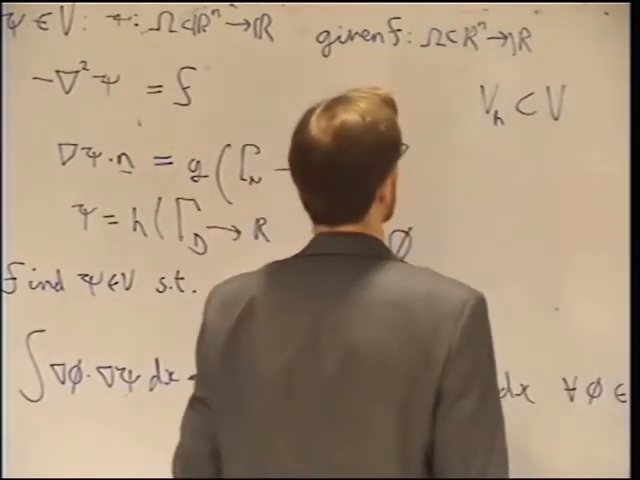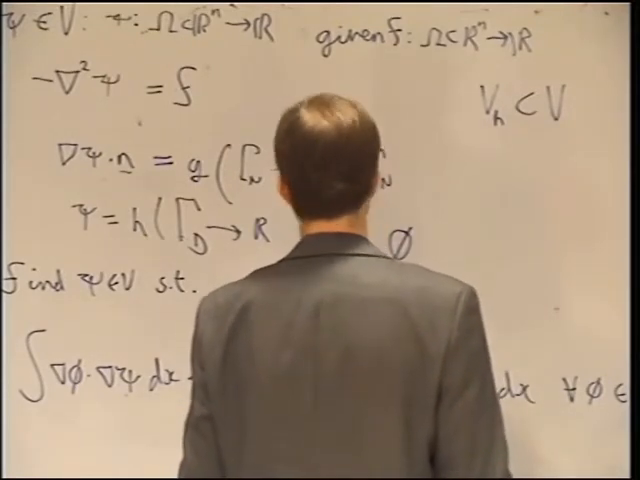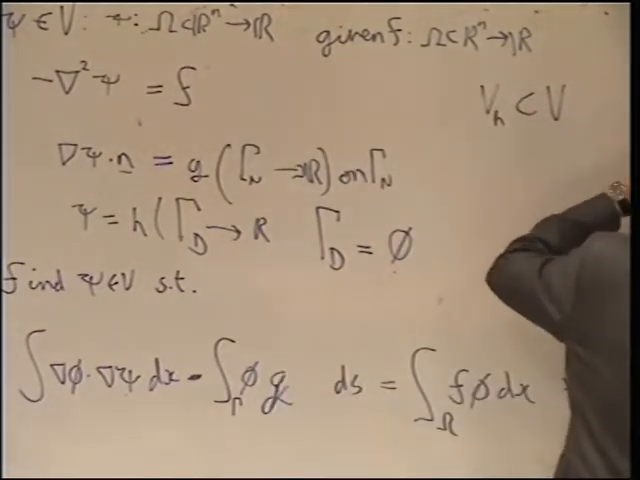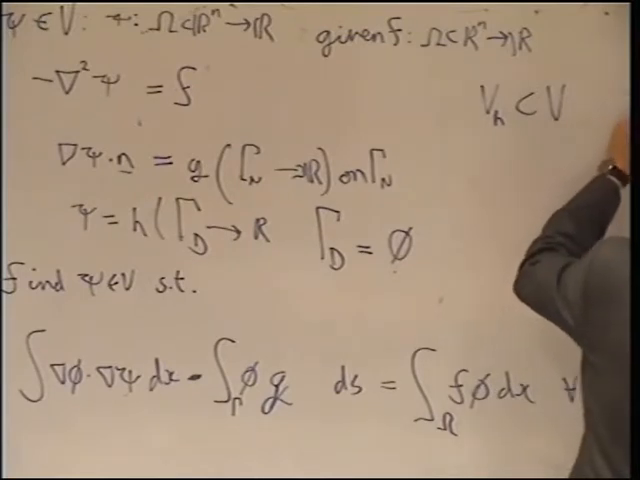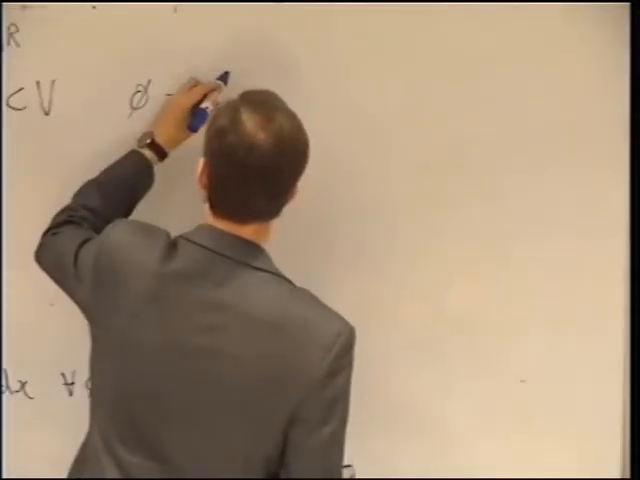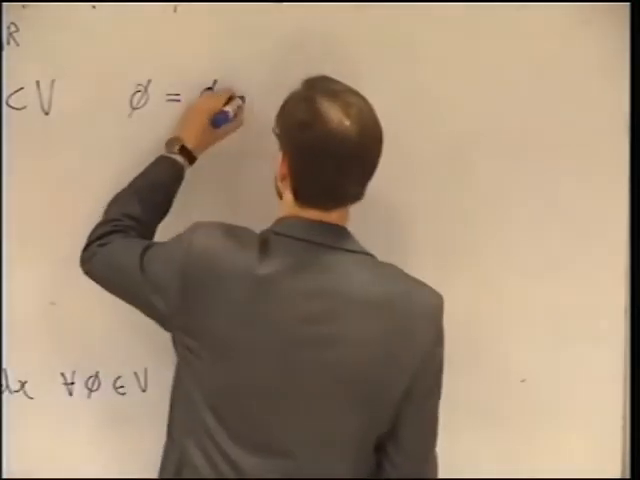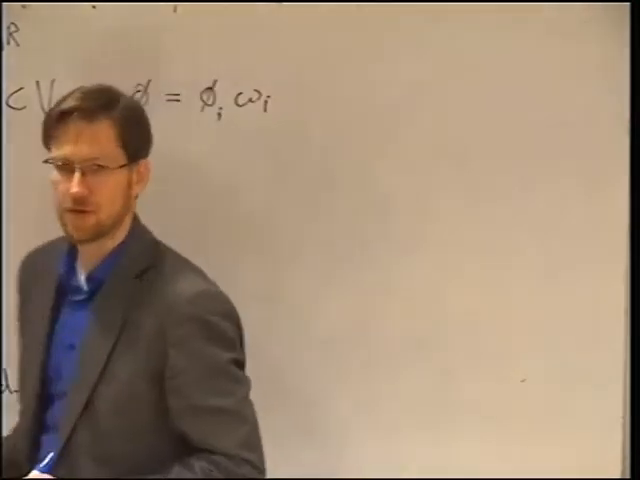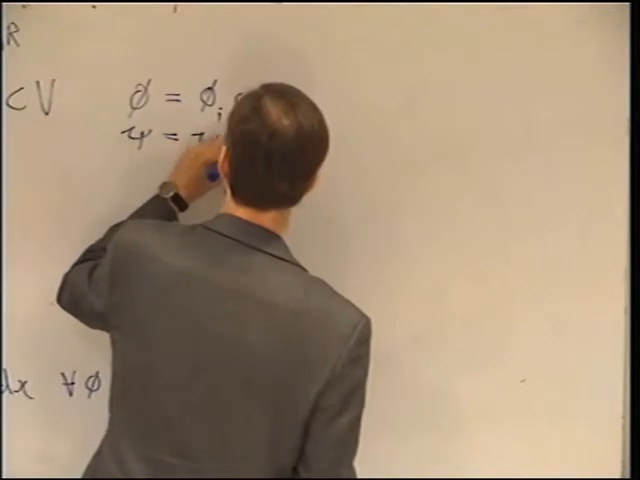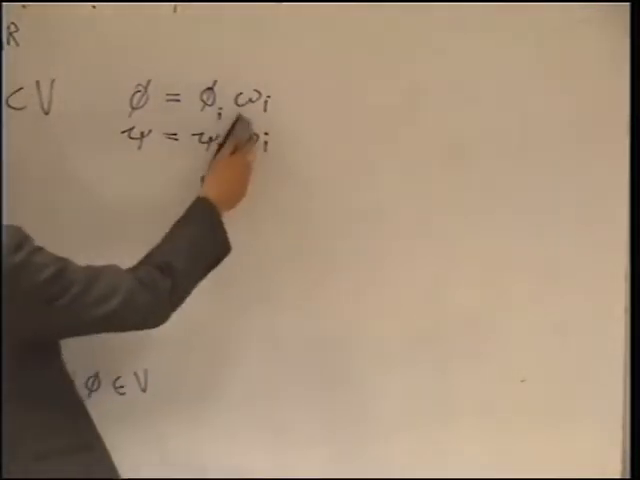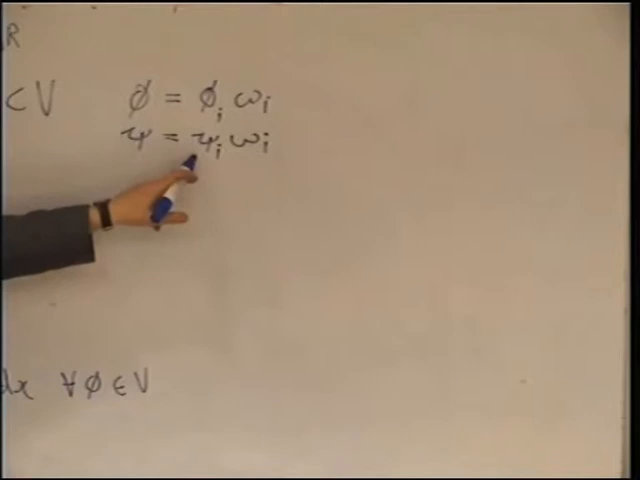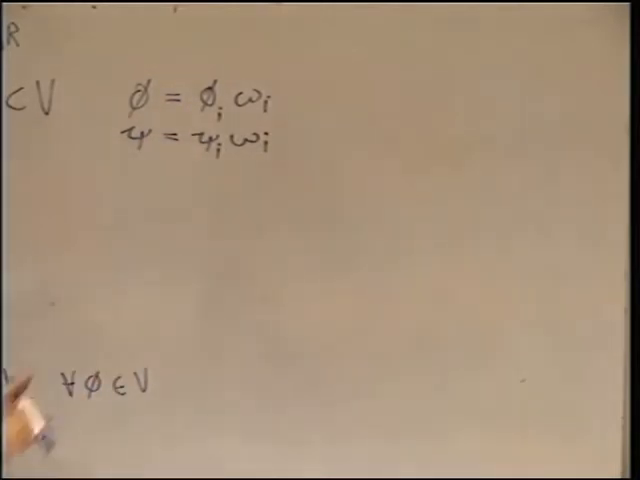And so now, having done that, I can write that phi is equal to phi I omega I. What am I going to call my basis functions? Omega I, right? For a set of basis functions, and psi is equal to psi I omega I, because they're both in V, right? So they're going to be in the same subspace of V. So they have the same basis functions, different coefficients. That's how I get two different functions in the same function space.